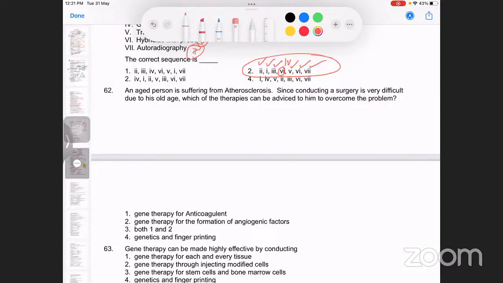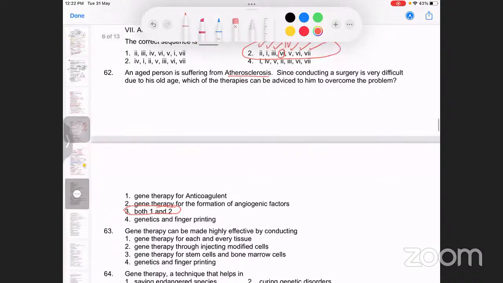A person is suffering from atherosclerosis. Since conducting a surgery is very difficult due to his age, which therapy can be advised to him to overcome the problem? Gene therapy by anticoagulants, gene therapy for formation of anticoagulant factors, the genetics and DNA fingerprinting. So here both A and B can be followed in order to overcome atherosclerosis.